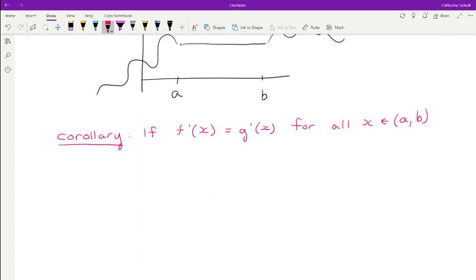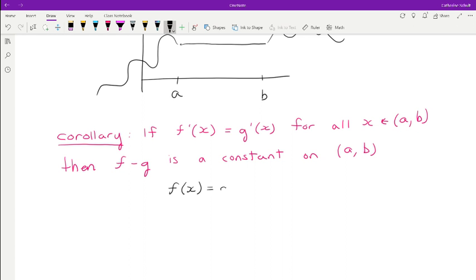For all x in the interval (a, b), then f minus g is a constant over that interval. Another way of saying that f minus g is a constant is that f and g differ by a constant. F and g differ by a constant.